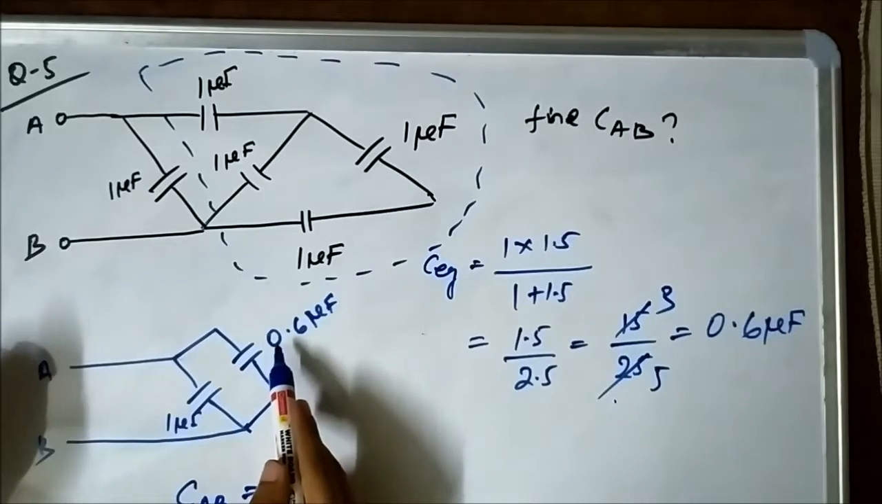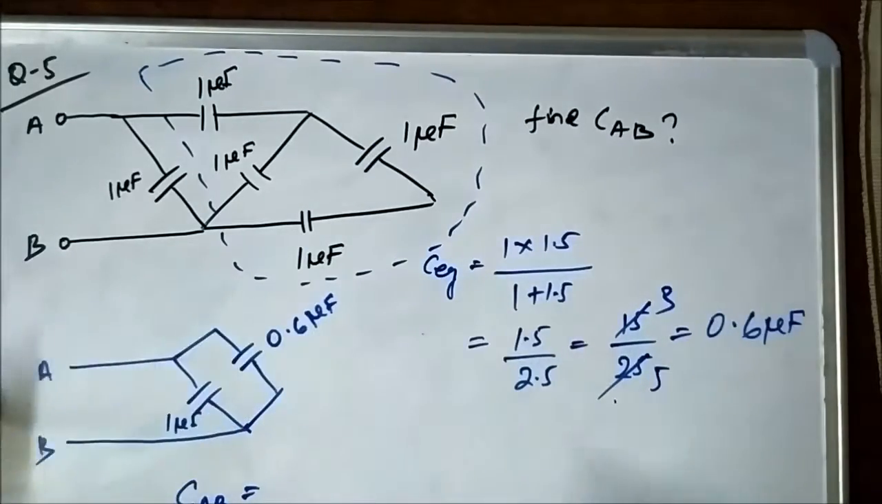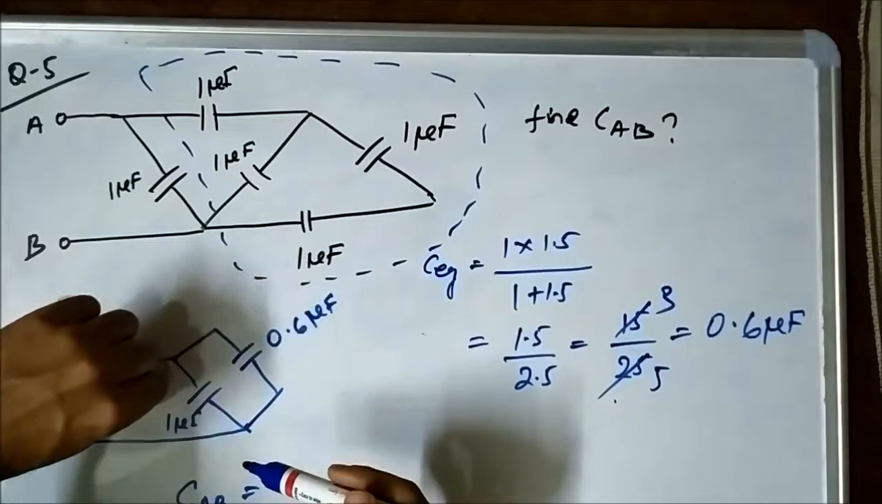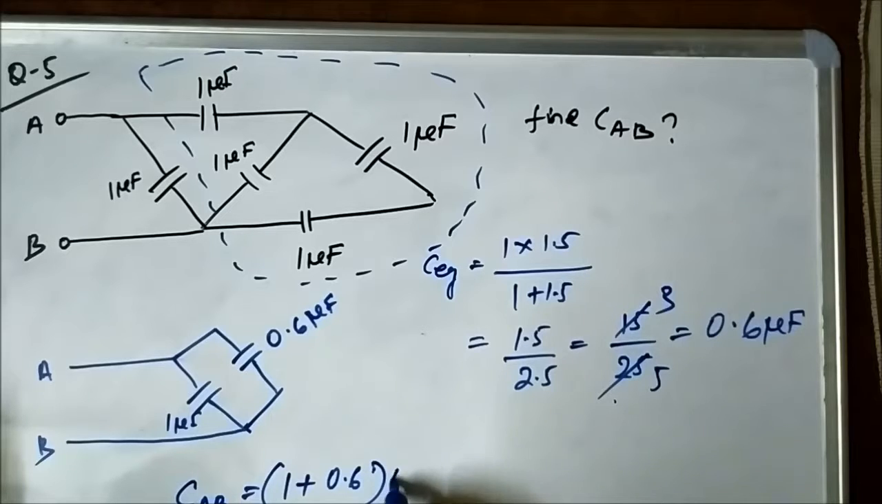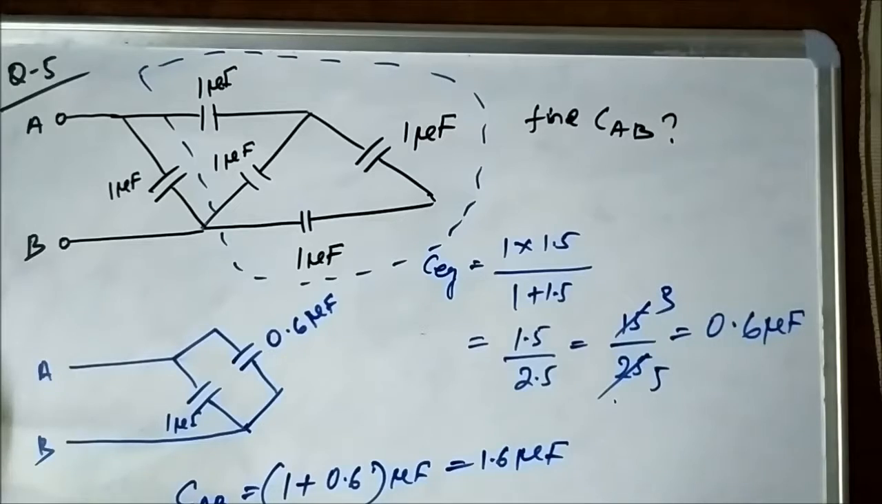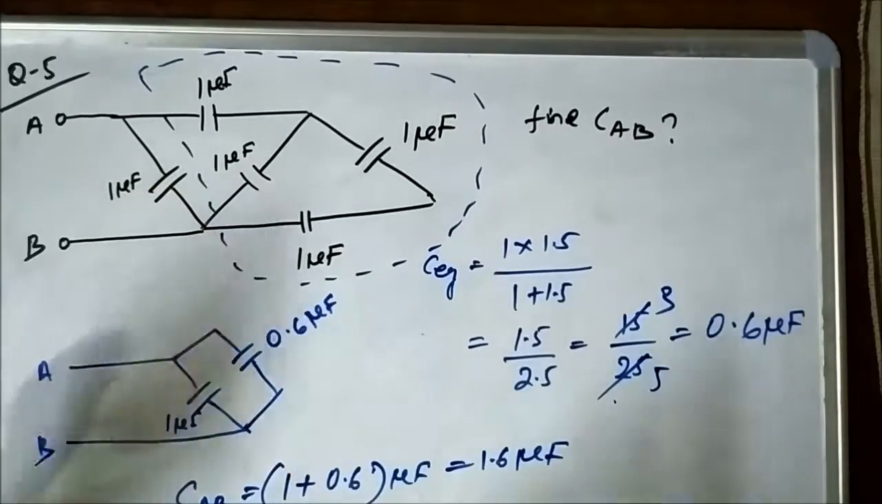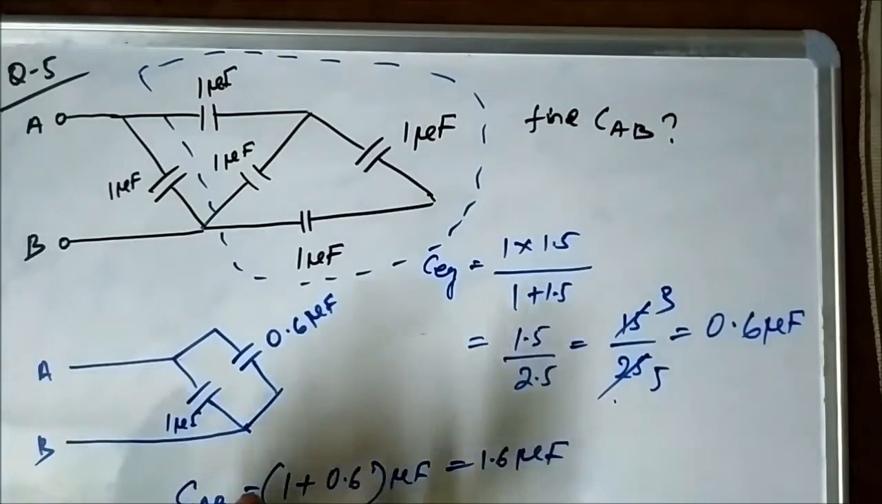This 1 microfarad and this resultant 0.6 microfarad of this portion, they are in parallel. They are connected in parallel because one ends are connected at one common point A and the other two ends are connected at one common point B. So the equivalent capacitance would be simply the addition of these two capacitances, which is 1.6 microfarad. So this is the equivalent capacitance of this circuit.